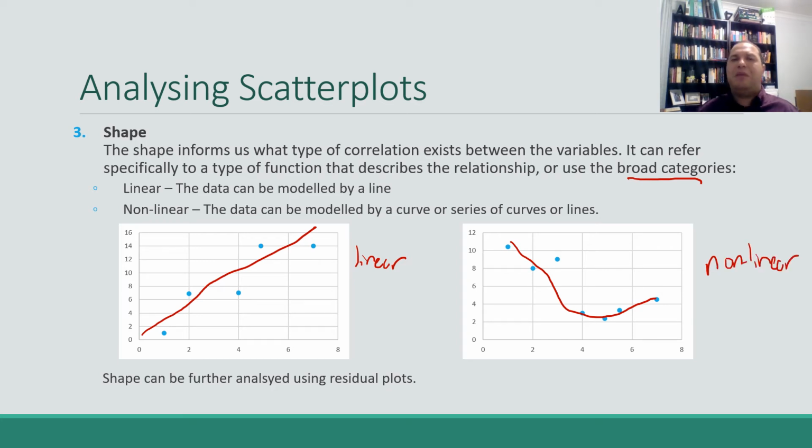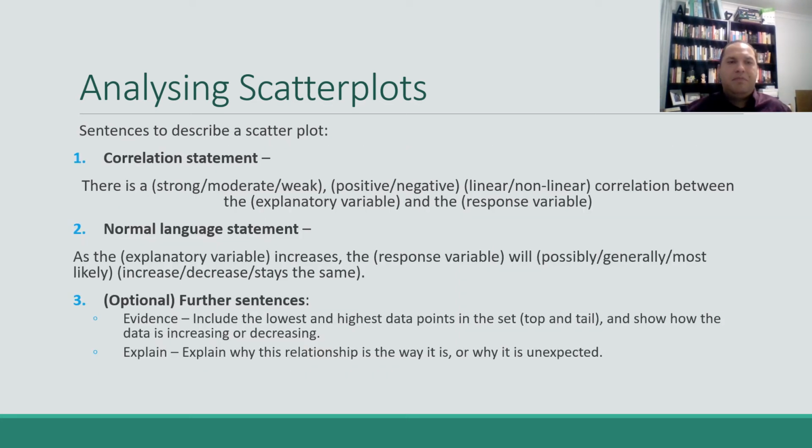Okay, and then shape. That can be further analyzed using residual plots. Again, not going to be covered in this video, but look out for that one as you continue in your studies. All right, now when analyzing a scatter plot, we want to have a few key sentences to do, at least two. Options can increase from there, but two is a minimum.